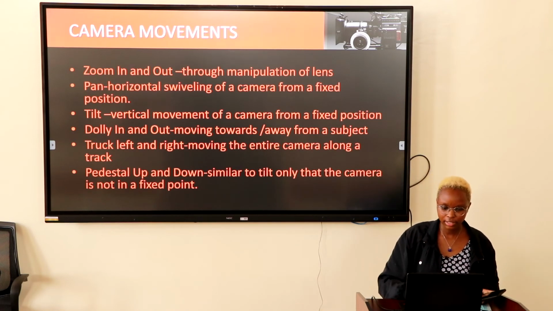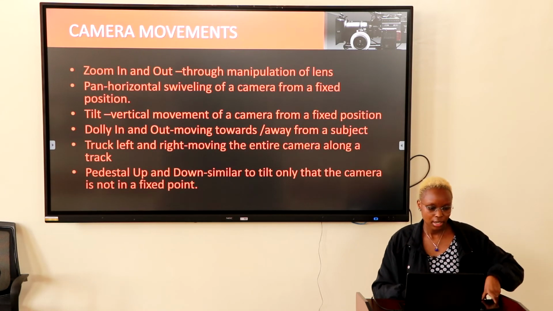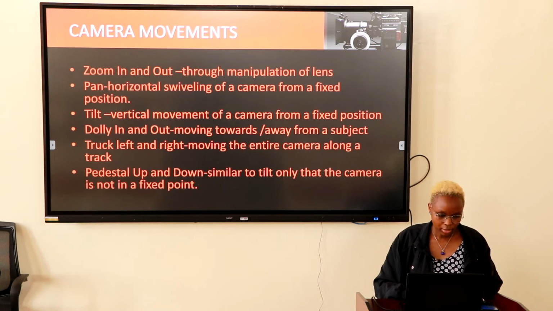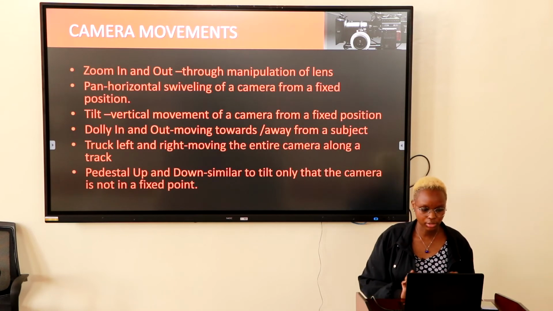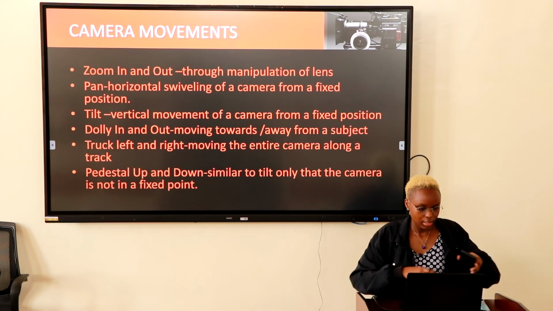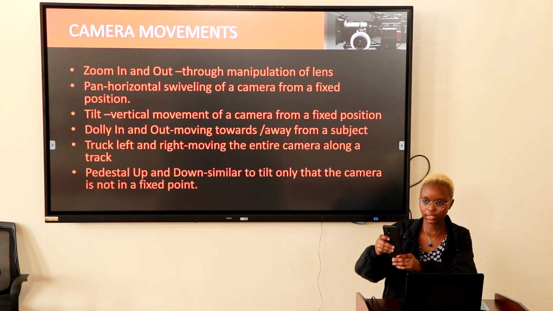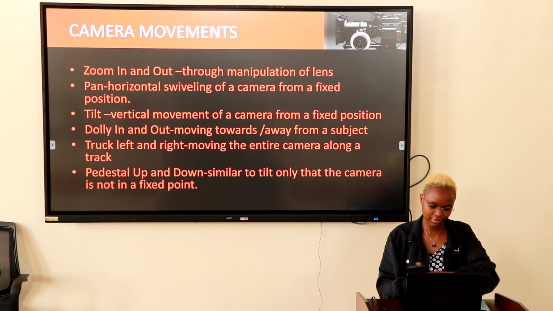Track left and right is moving the entire camera along a track. Pedestal up and down, it's similar to tilt, only that the camera is not in a fixed position. Yeah, so this is tilt, but pedestal up and down, this is it. You get? Yeah.